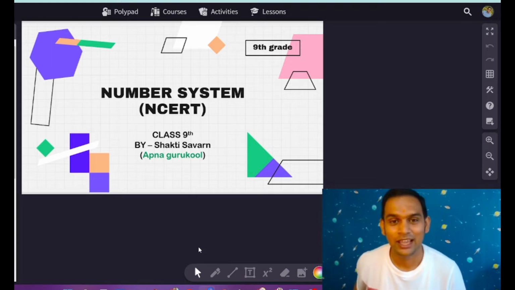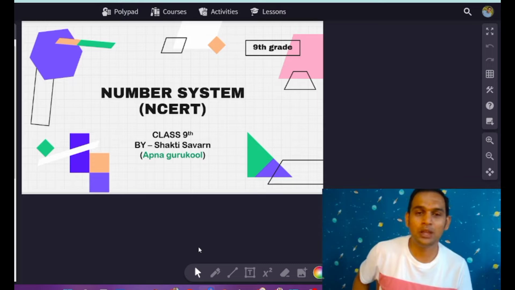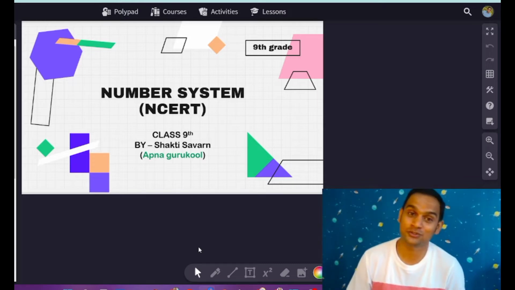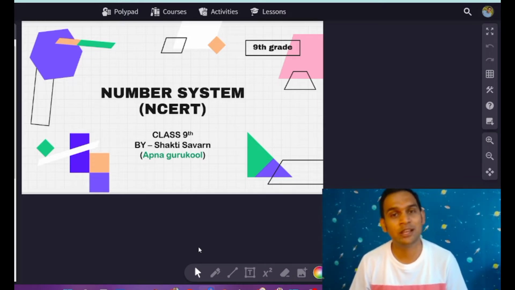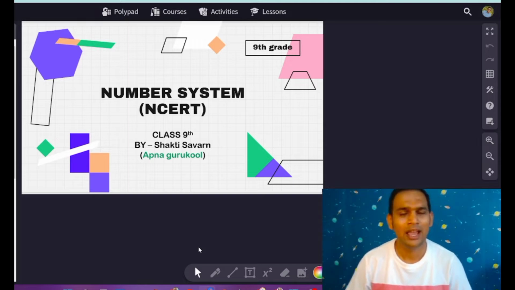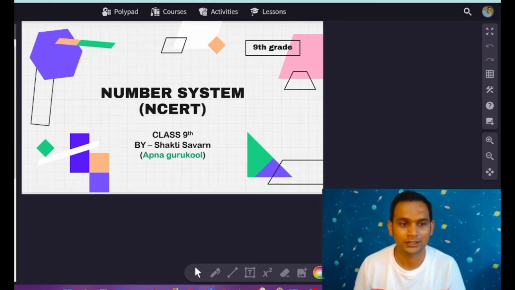And today we are starting a brand new chapter that is called Number System. This is based on the NCERT textbooks. ICSE and all the other syllabus we will be doing later. Let's start with Number System NCERT.